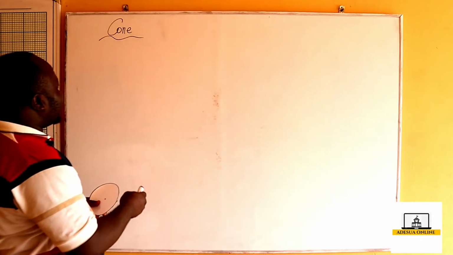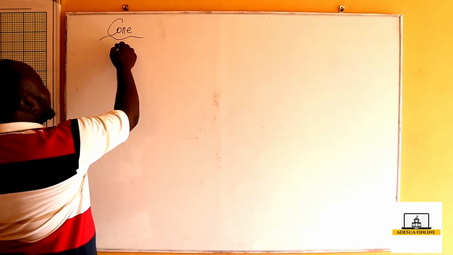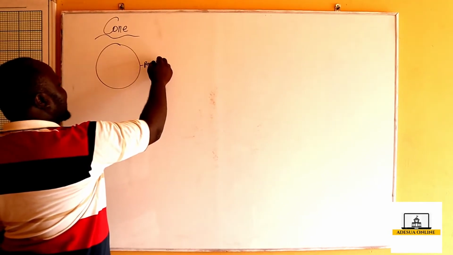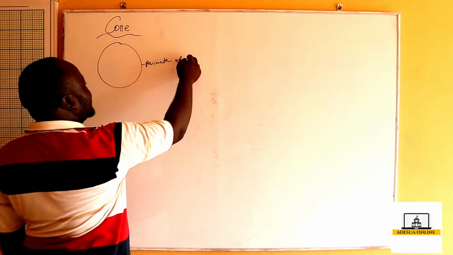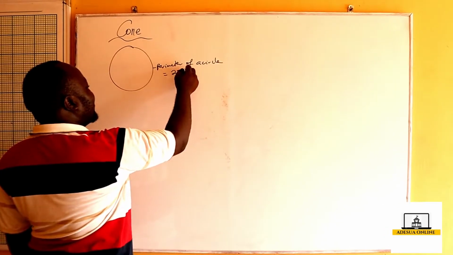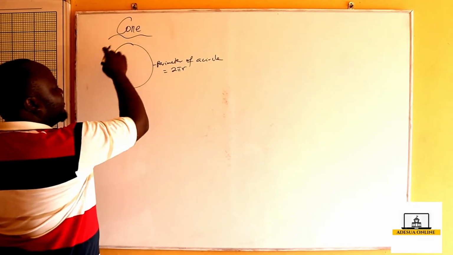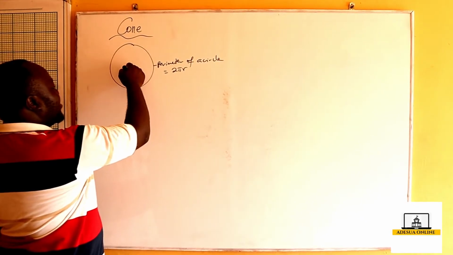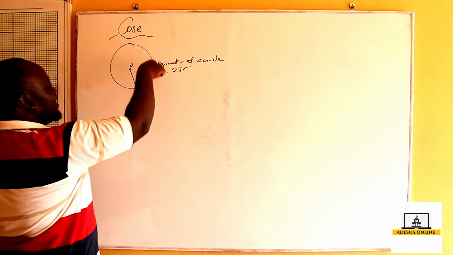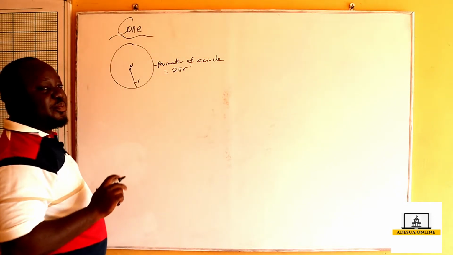Now, we are told that if I have a circle, the perimeter of a circle is equal to 2 pi r. This is the perimeter of a circle with center O and radius R. The perimeter of a circle, the distance around a circle, is 2 pi r.